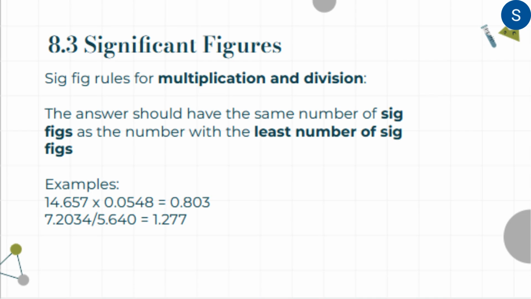7.2034 has 5 significant figures, and it is being divided by 5.640, which has 4 significant figures. The answer is written with 4 significant figures, which is 1.277.